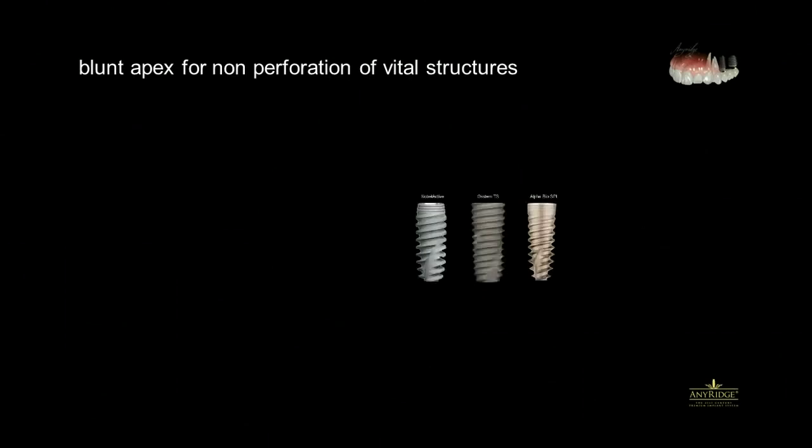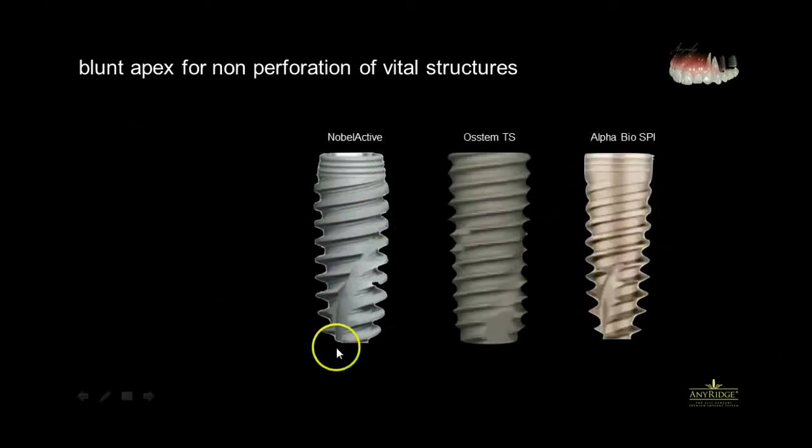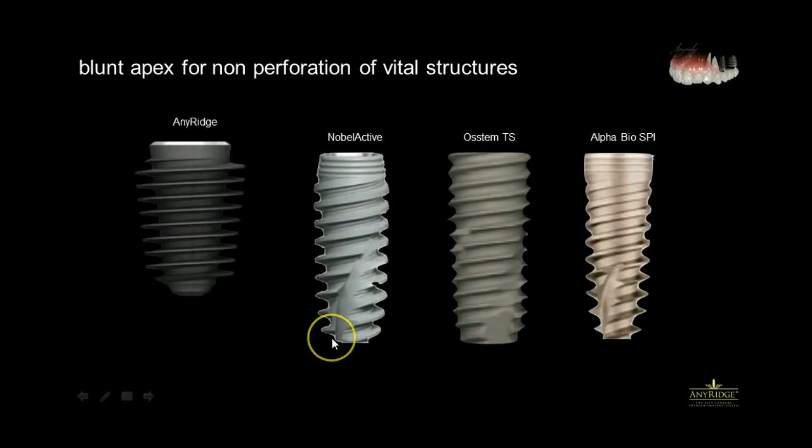Okay. So the Anyridge implant system really has a blunt apex for non-perforation of vital structures. Now what I was talking about earlier is the implant really doesn't redirect itself. These implant designs can redirect themselves in the osteotomy, and they can also perforate the sinus or perforate the IA canal. So that's something you really want to be cognizant of. Whereas this round blunted edge actually serves well to lift the sinus membrane versus cut it.